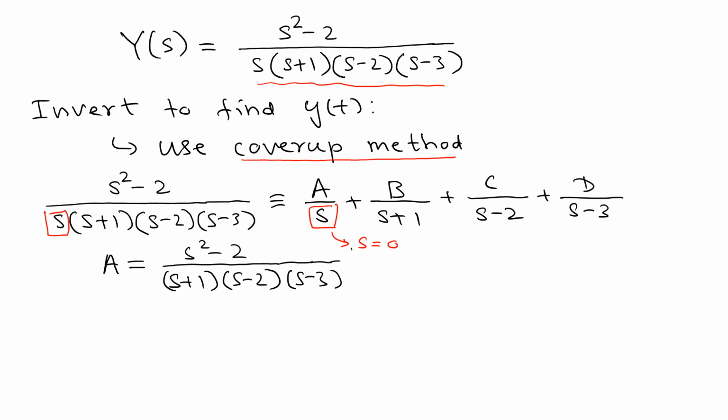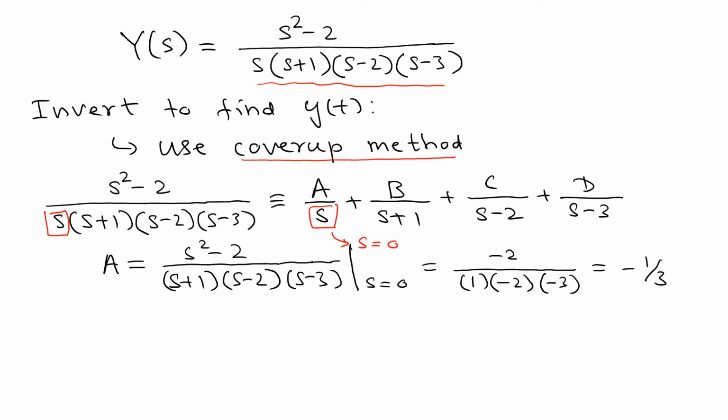So this is what happens. We remove the s term and keep the rest, and then we plug in the zero. What's the zero? s equals 0. That's the zero of the A term. So we plug that in, and then we get this. You get negative 2 from the numerator, 1 from the first factor, negative 2 from the second factor, negative 3 from the third factor. And if you simplify, you get negative 1/3. So that's the value of A.